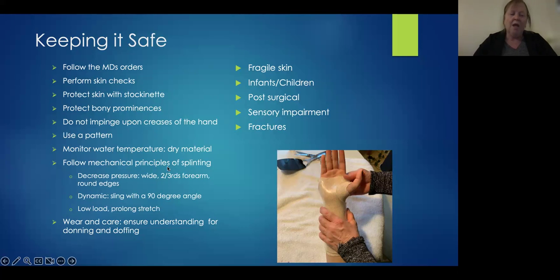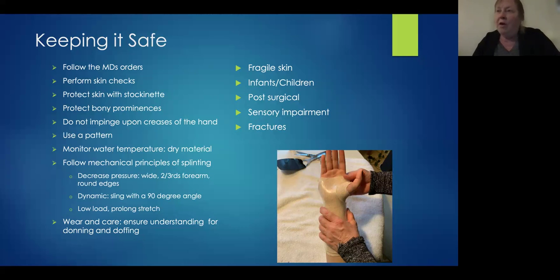We pat it dry. If they ask any questions, know your mechanical principles of splinting. If we want to decrease pressure, we want a wider splint. For example, if I was making a wrist orthosis, I want it wide enough that it goes from the side of my forearm on the ulnar side to the side of my forearm on the radial side. I just don't want it to be very narrow going down the whole forearm. I want it wider, and it should go two-thirds down the forearm, and you always want to make sure that you round your edges.